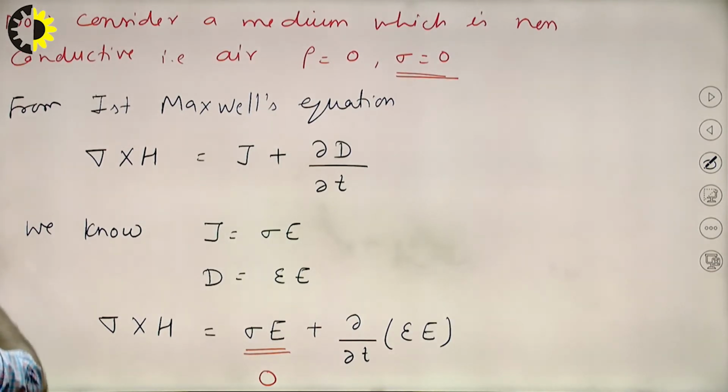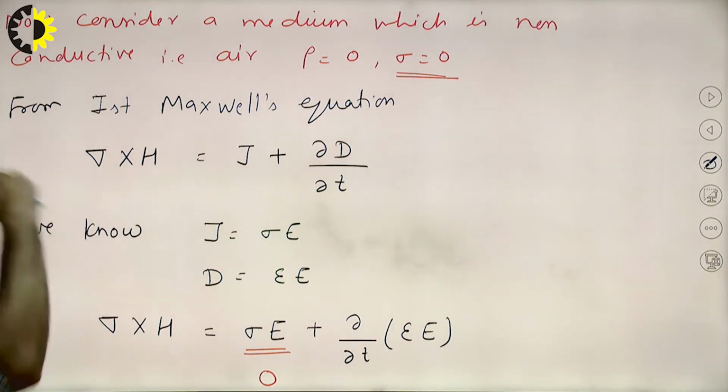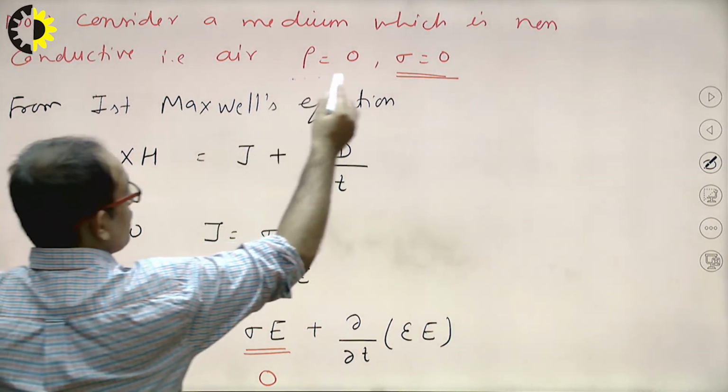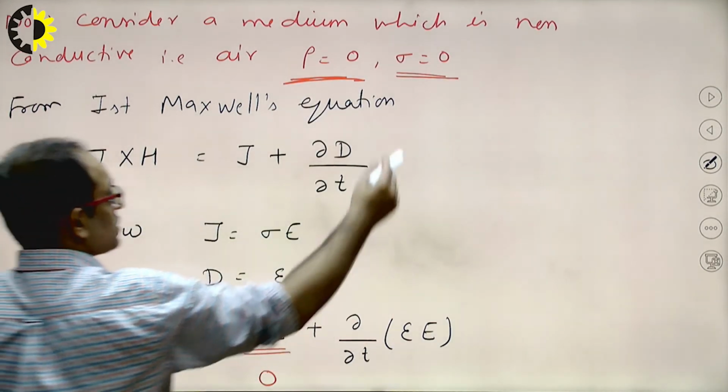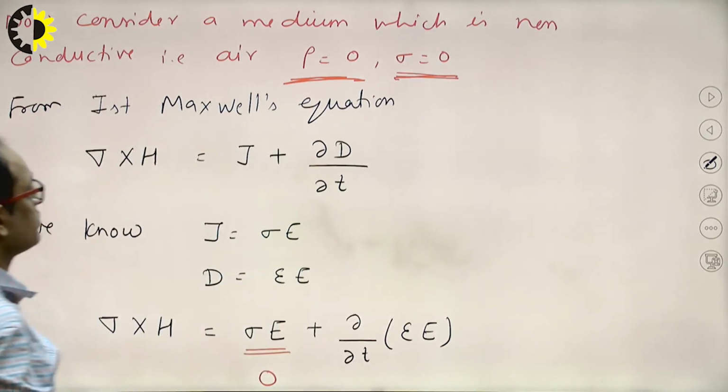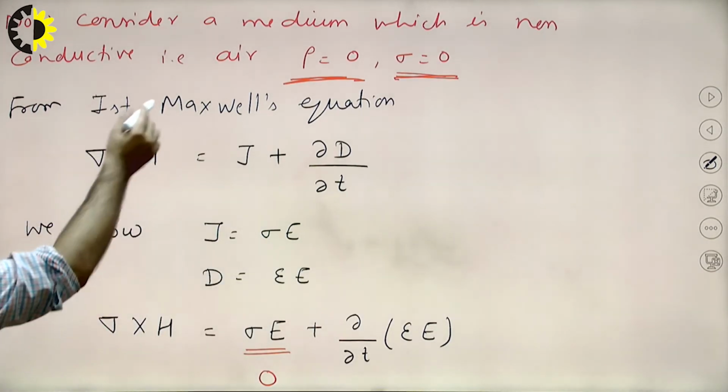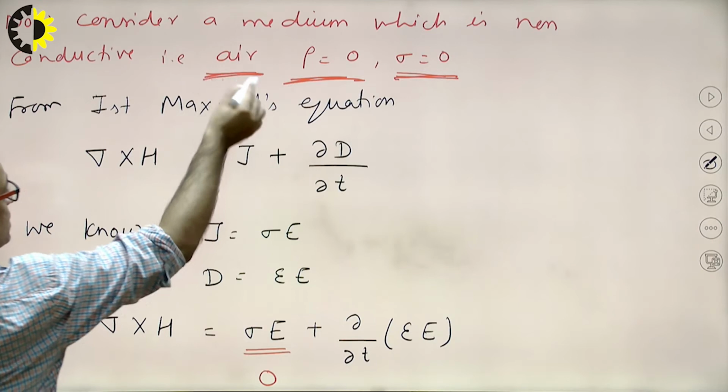Now consider the medium in which it is non-conductive, that is, charge density rho equal to 0 and conductivity equal to 0. Here we have taken the medium to be air.